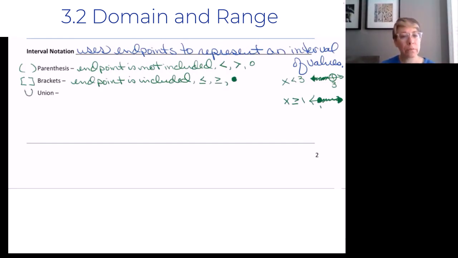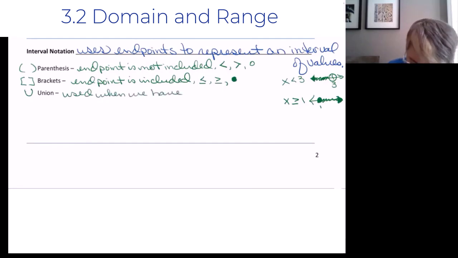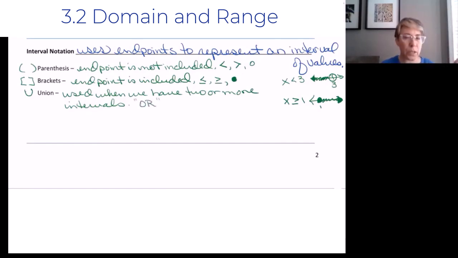What's a bracket? A union, just a big U, is used when we have 2 or more intervals. That's a lot of times when we use the word or. In other words, this interval or this interval would work.